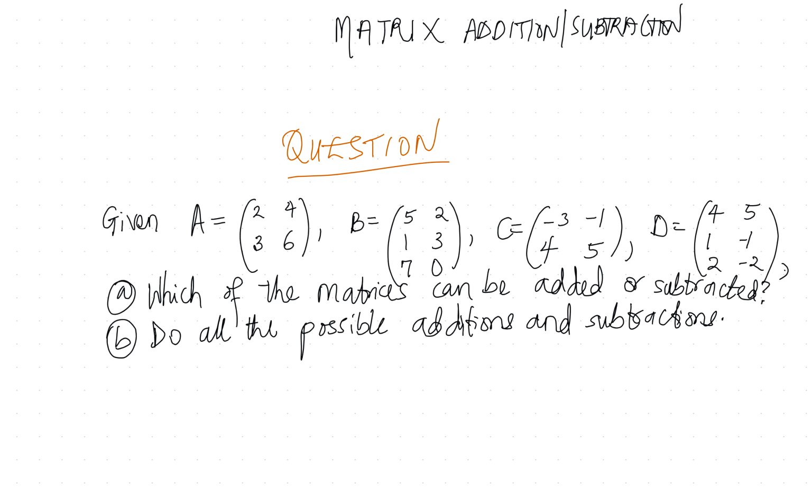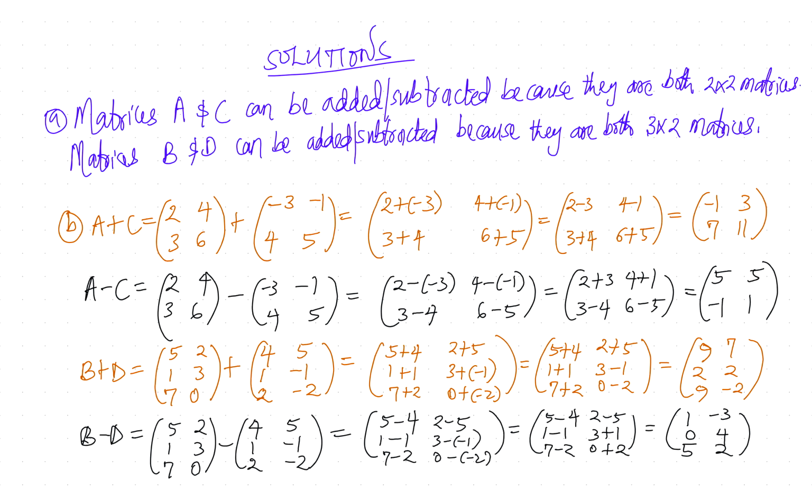Talking about the solutions now, since matrices A and C are both 2 by 2 matrices, they can be added and subtracted, because we need matrices to be of the same dimension for us to be able to add or subtract them. So you can add A and C. A and C can be added and subtracted because they are both 2 by 2 matrices. On the other hand, matrices B and D can be added and subtracted because they are both 3 by 2 matrices.